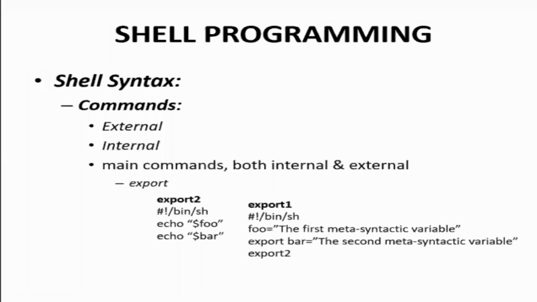So now when I execute export1, this will export the value of bar into the export2 script, because I have executed the export2 command, so that it will export the value to export2, and it will print the value of bar, but the value of foo is not available because I didn't export it. Now I will show you the output in the terminal.